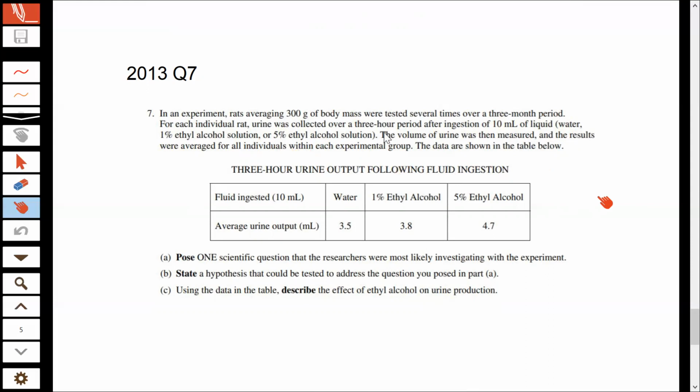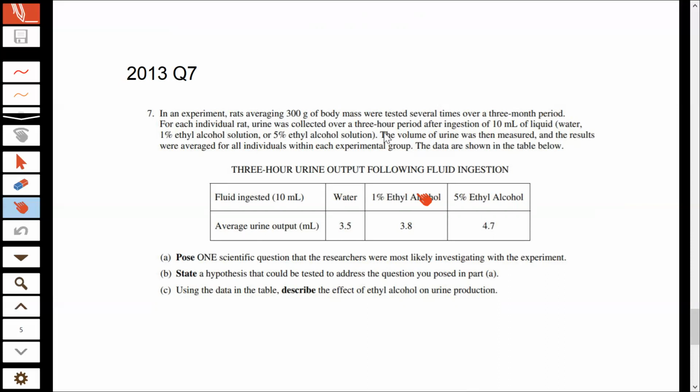So, propose one scientific question that the researchers were most likely investigating with the experiment. Again, the scientific question is going to be, how does the independent variable affect the dependent variable, right? So the independent variable here is what fluid is ingested, right? And so that might be the amount of ethyl alcohol in what is ingested, and the dependent variable, the output, is the urine output.